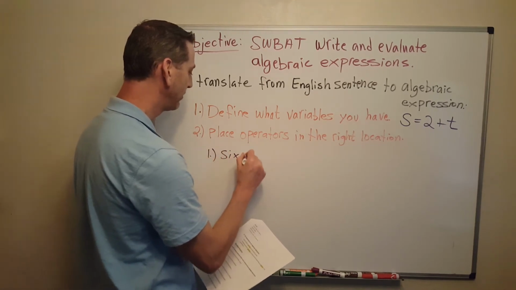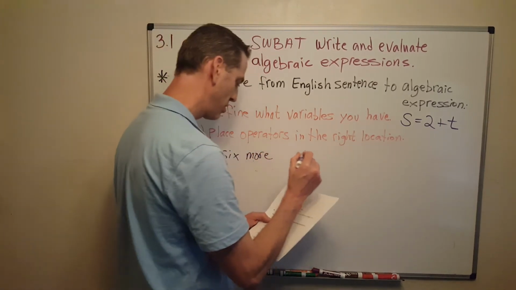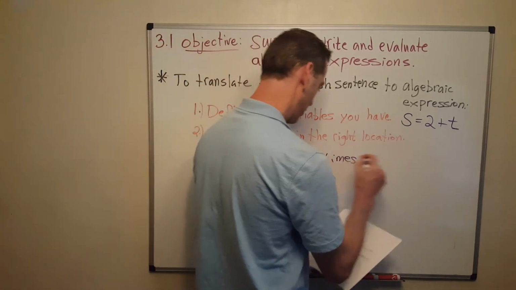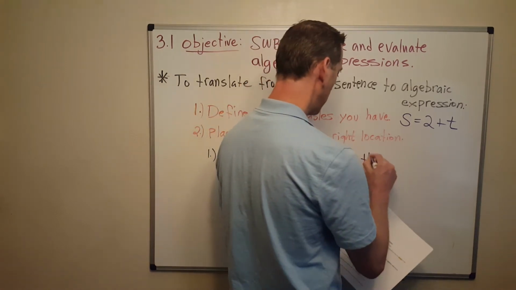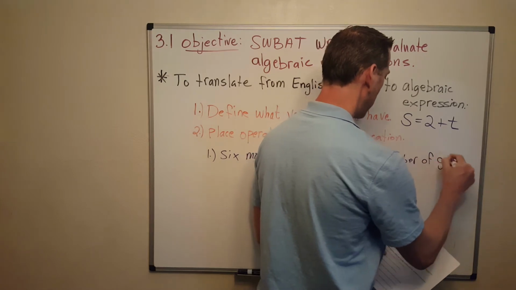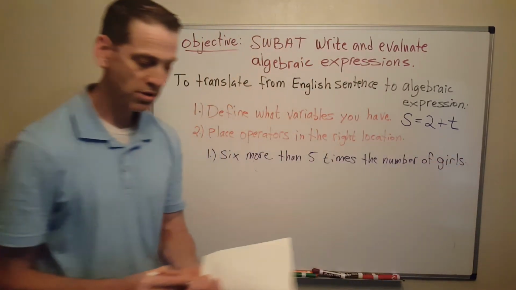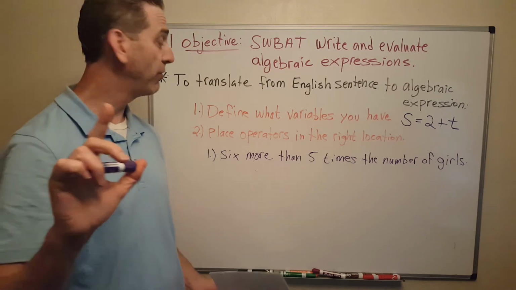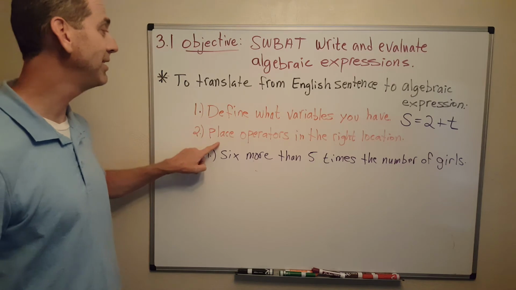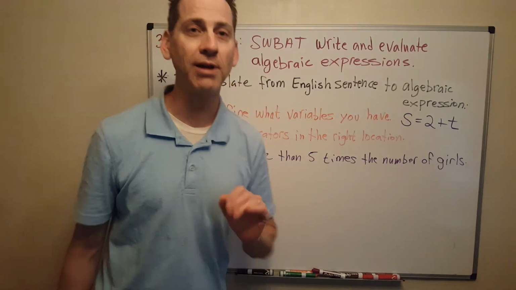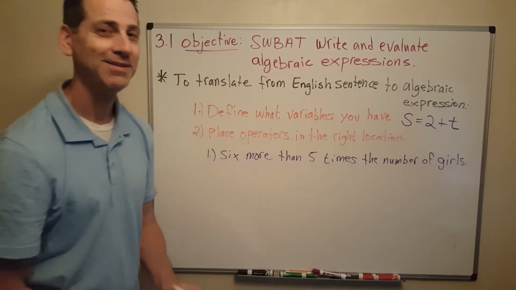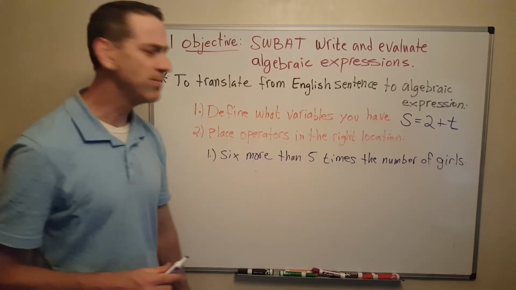6 more than 5 times the number of girls. First of all, before you pause it, see if you can define your variable, and then see if you can place your operators in the right place. Go ahead and pause the video and see if you can come up with an algebraic expression. All right, welcome back.